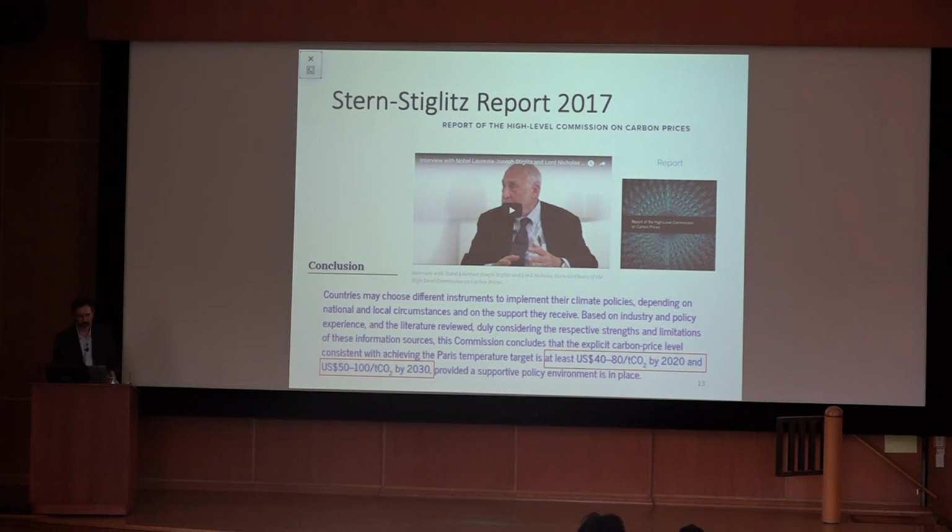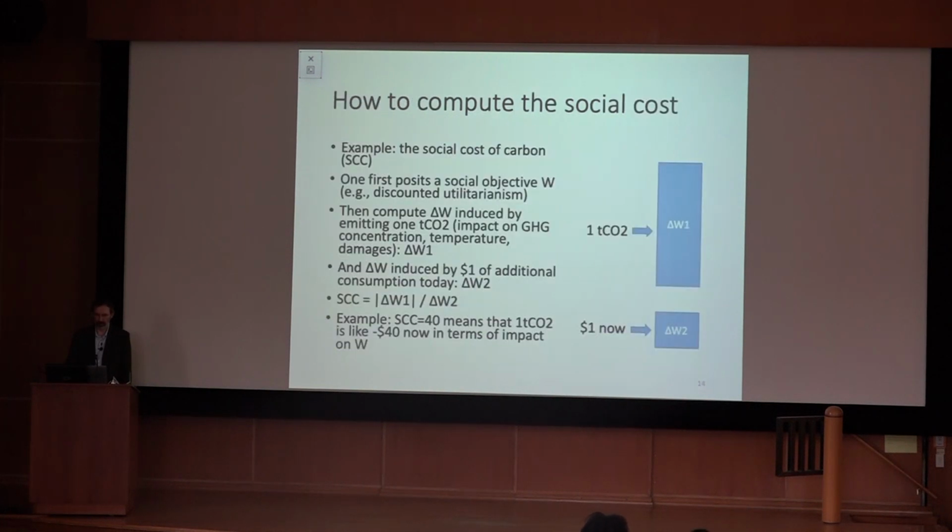We've talked about Stern already, and Joe Stiglitz, that published 2 years ago a proposal for where the tax should be. And they said the range should be between $40 and $80 per ton of CO2 by 2020, and between 50 and 100 by 2030. So the range is large, but that gives you an idea of where they think we should be going. And so where does this number come from?